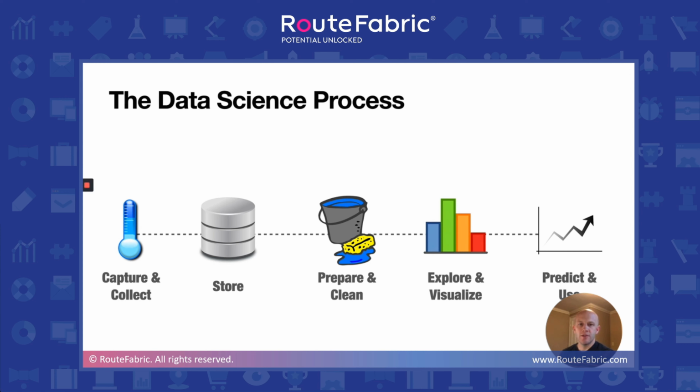Now this is the 5 stages of the data science process, and we are going to take this scenario through each of these different stages. Starting with capturing and collecting the data, storing it, preparing it for analysis and cleaning it, ensuring that we can use that data to then explore and visualize, understand that data, and then ultimately we're going to use the data to build a model and make some predictions that will benefit the online retailer.